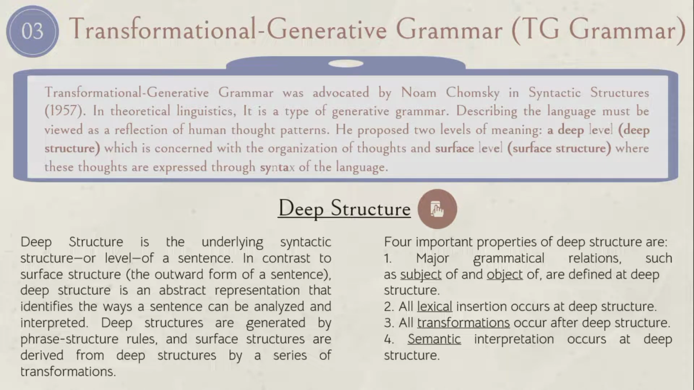Third, transformational generative grammar. Transformational generative grammar was advocated by Noam Chomsky in Syntactic Structures in 1957. In theoretical linguistics, it is a type of generative grammar. Chomsky concluded that problems in structural linguistics arose because language was being analyzed and described in isolation from the human mind which produced it. Describing the language must be viewed as a reflection of human thought patterns. He proposed two levels of meaning: a deep level or deep structure, which is concerned with the organization of thoughts, and a surface level or surface structure, where the thoughts are expressed through the syntax of the language.